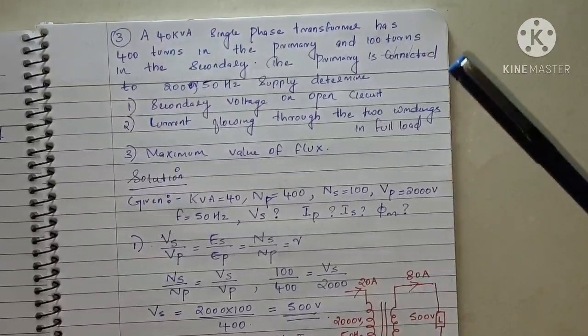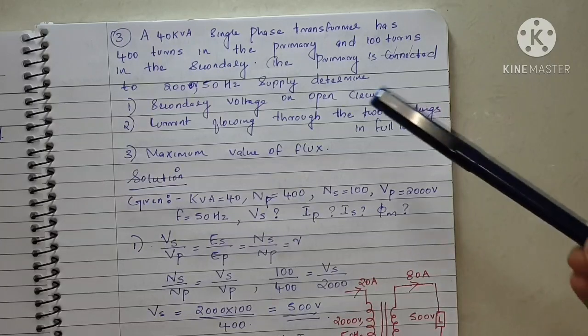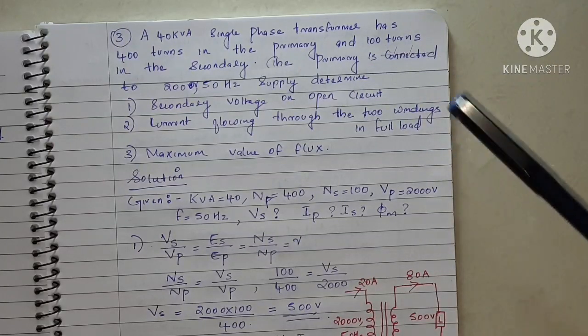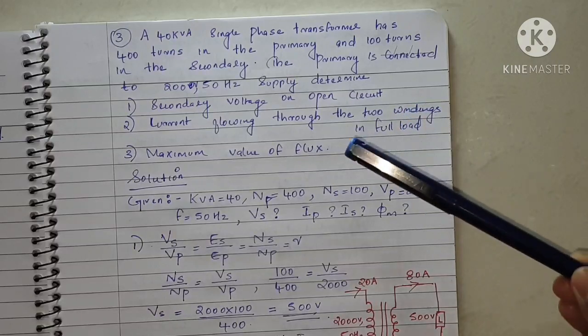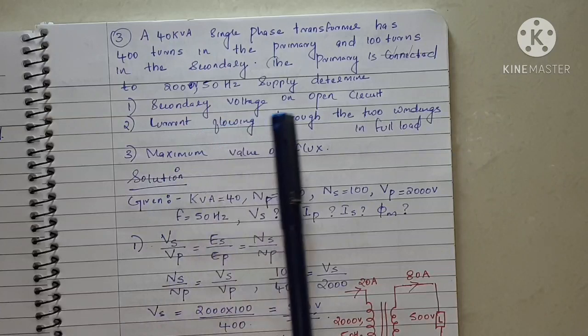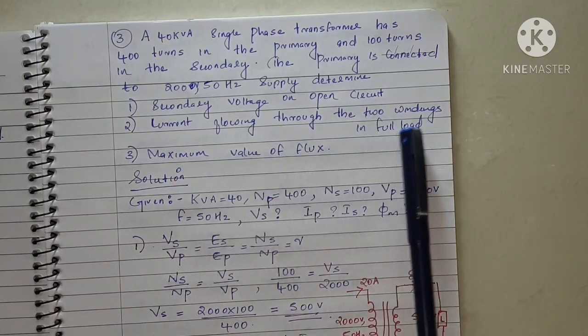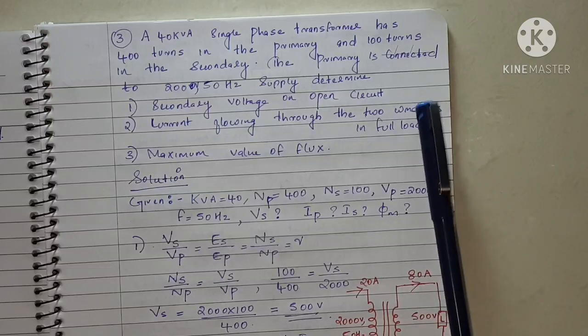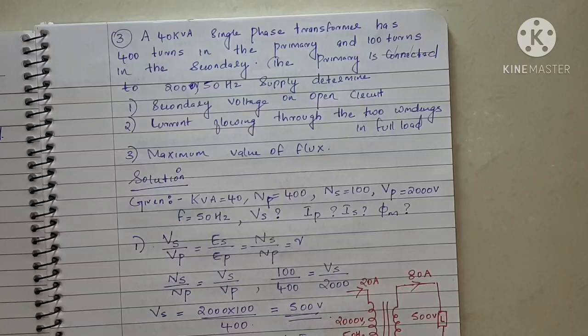Third problem is, a 40 kVA single phase transformer has 400 turns in the primary and 100 turns in the secondary. Primary is connected to 2000 volt 50 Hz supply. Determine first, secondary voltage on open circuit. Second one, current flowing through the two windings in full load condition. Third one is maximum value of flux.